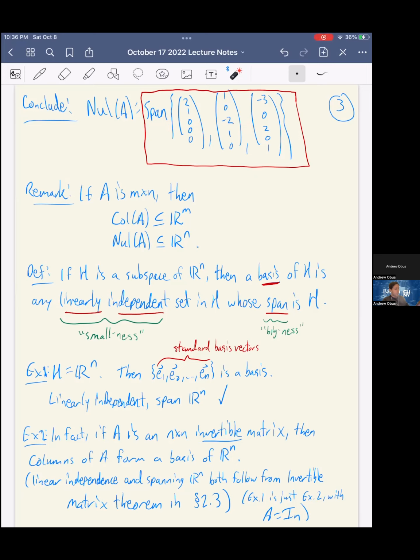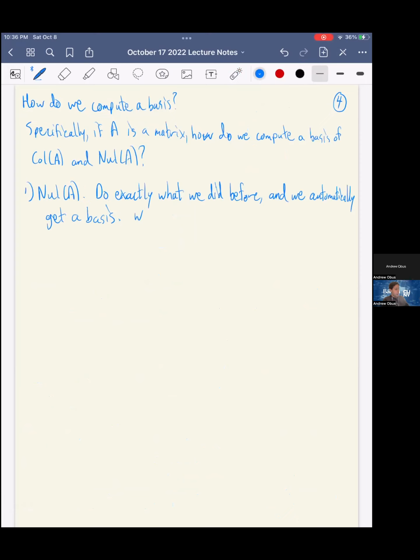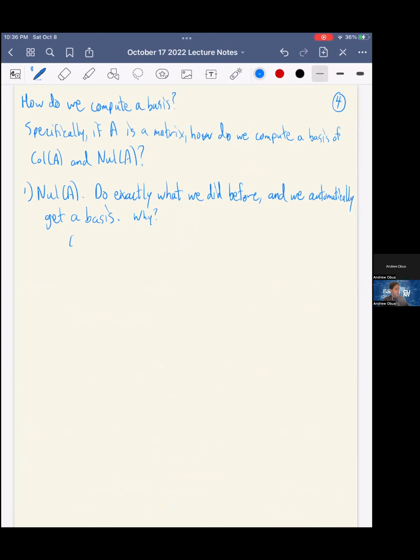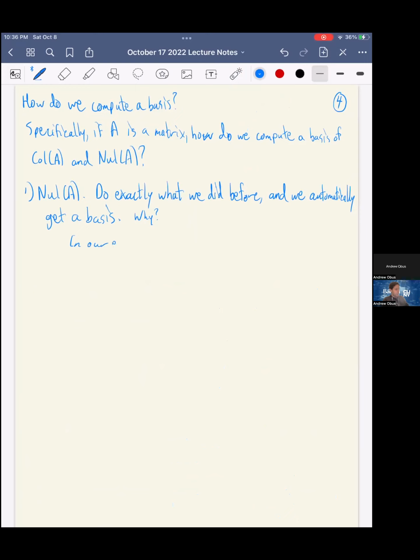Okay, so why are these vectors linearly independent? Well, I'm going to rewrite them on this page. At least in our example, what are our vectors? It's 2, 1, 0, 0, 0. And the next one was 1, 0, minus 2, 1, 0. And the last one was minus 3, 0, 2, 0, 1. Okay, so why are these linearly independent?